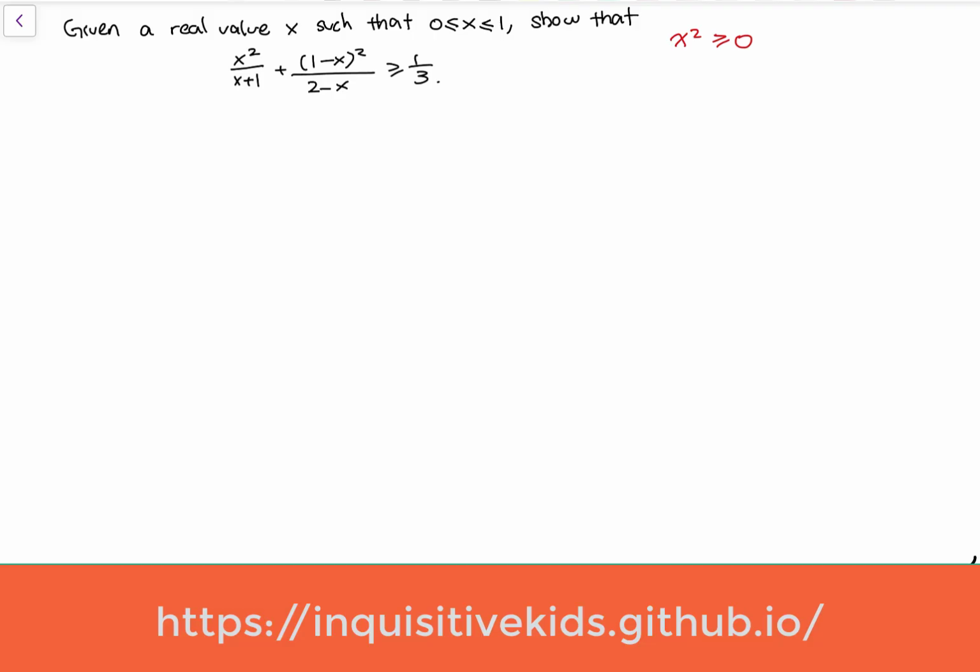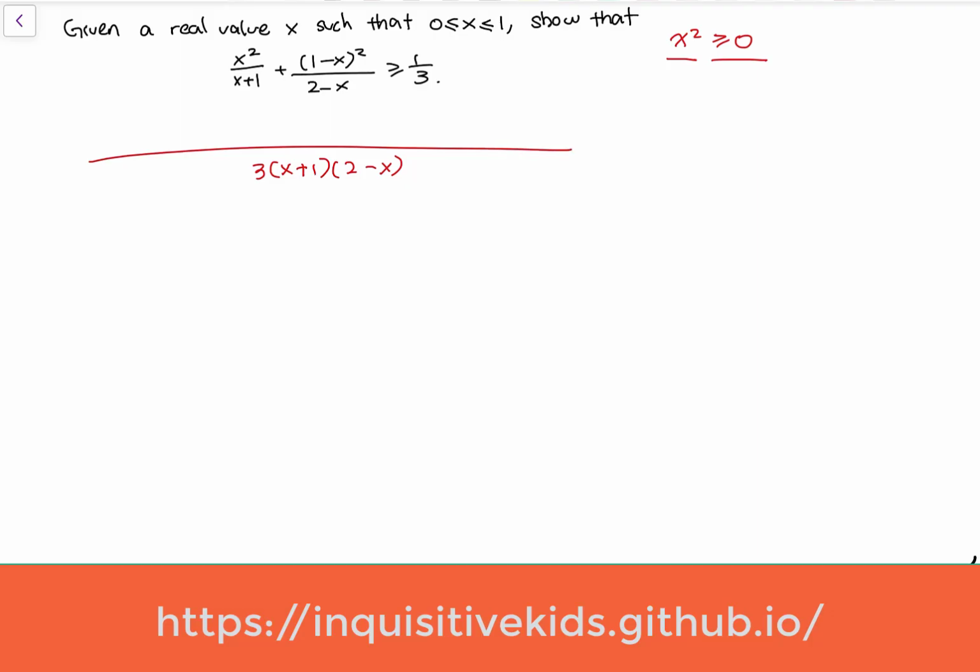So when we're solving this using the trivial inequality, the first step would be to always move all the terms to one side of the equation, such that we're in the form of something is greater or equal to 0. In this case, we're going to subtract 1/3 on both sides of the equation. And we're also going to eventually combine all three fractions into one big fraction, and we're going to give them a common denominator. So the common denominator would be 3 times x plus 1 times 2 minus x.